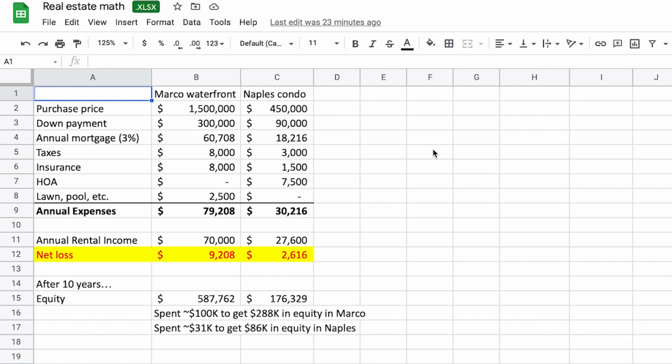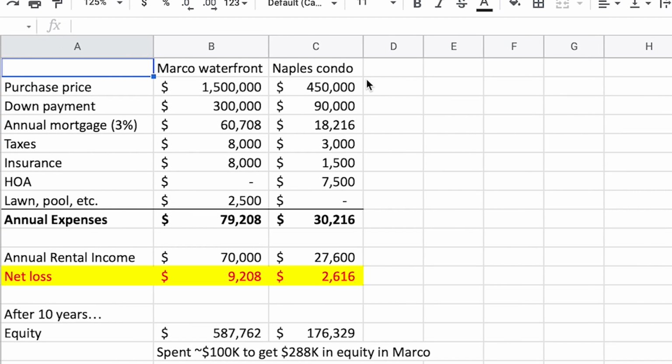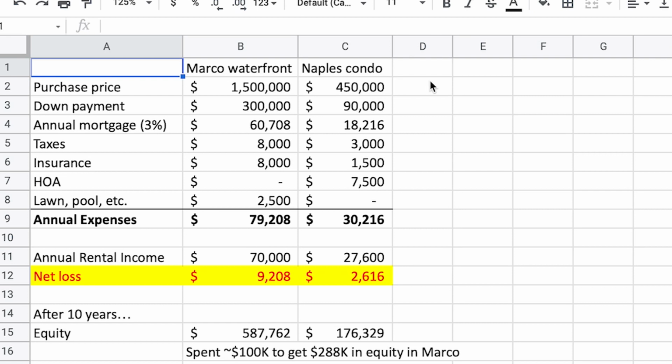So as we look at just a couple of examples, I wouldn't say they're at the far ends of the spectrum, but they're certainly representative and give you a little bit different taste here. We look at a waterfront home, a canal home with boating access on Marco, as well as a fairly typical condo here in Naples, called the average condo. As you can see, the purchase price for the Marco home is roughly $1.5 million, and for that condo, $450,000, with a 20% down payment on both to avoid PMI, and a mortgage run today at a 3% interest rate. So you can see your annual figures here, taxes and insurance, ballpark estimates in both cases.